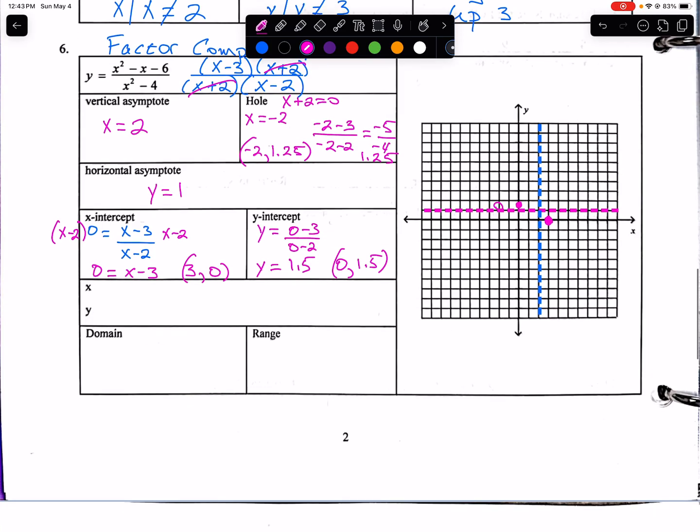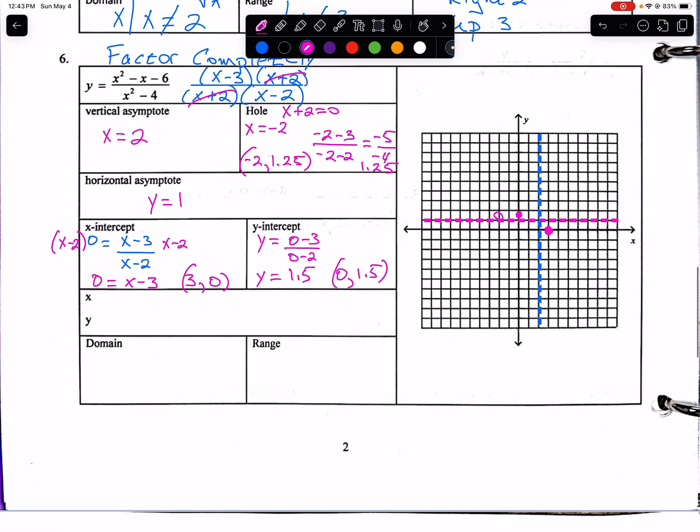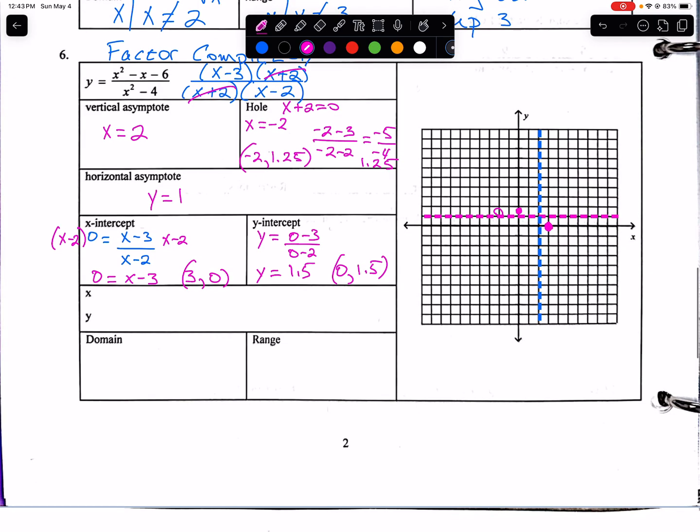So let's do domain and range, it's easy to do. You look for the vertical asymptote for the domain and the horizontal asymptote for the range. So x can't equal 2, and it also can't equal -2, because of the hole. And then the range can't equal 1 or 1.25.